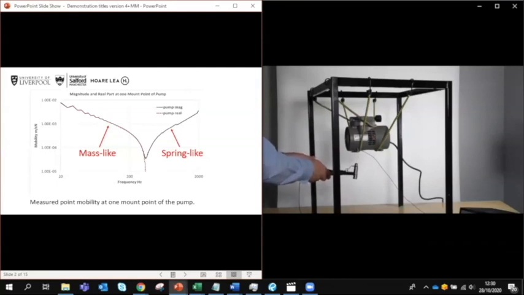And here we go again. And we're getting the multiple hits at the contact points. This time we've got our small pump.